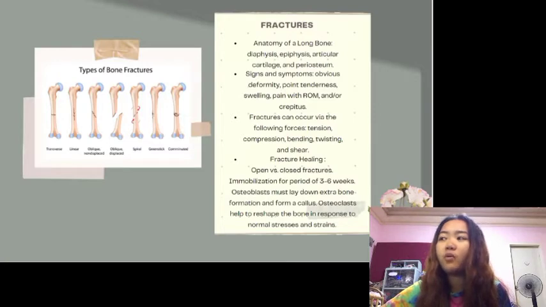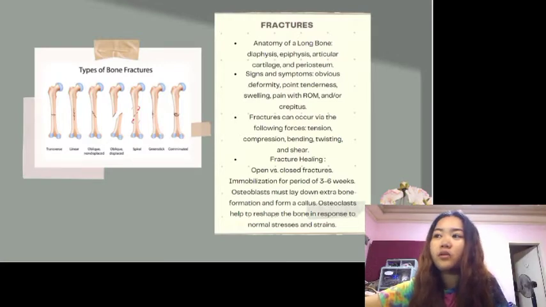The signs and symptoms of fractures are obvious deformity, point tenderness, swelling, pain with ROM or range of motion, and/or crepitus. Fractures can occur via the following forces: tension, compression, bending, twisting, and shear. As you can see in the picture, these are the types of bone fracture: transverse fracture, linear fracture, oblique non-displaced fracture, oblique displaced fracture, spiral fracture, greenstick fracture, and the comminuted fracture.